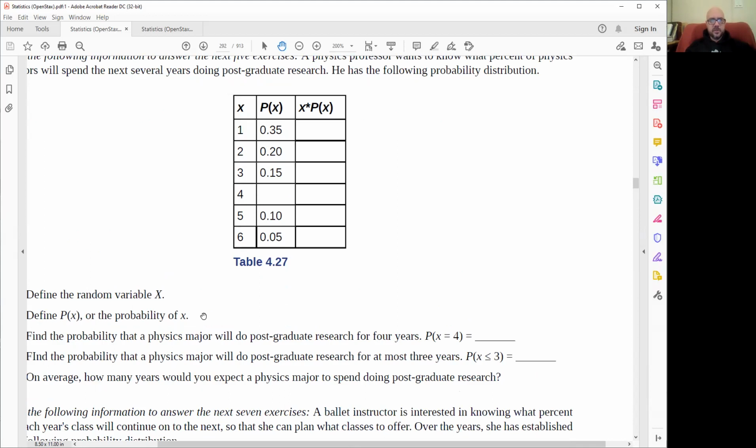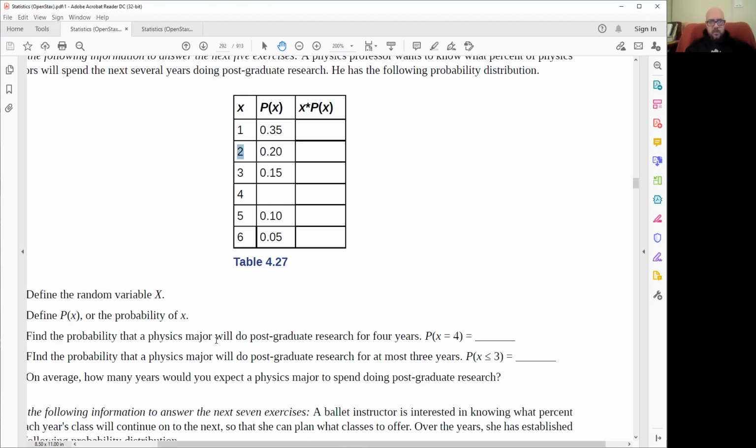The proportion of students, or the proportion of postgrads who spend that many years. So if X is 1, and P of X is 35%, then I interpret that to mean that 35% of all physics grad students will do 1 year of postgraduate research, and that 20% will do 2 years of postgraduate research.